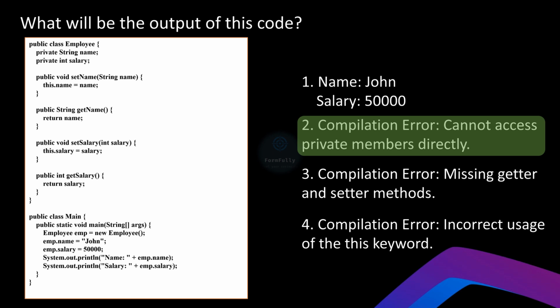In the main class, main method, we are trying to access and assign values to name and salary, right? Here name and salary are fields of the Employee class, and we are directly fetching them, and in the Employee class, name and salary are private. So if an instance variable is private, we cannot access it in another class. That's why it will show a compilation error.